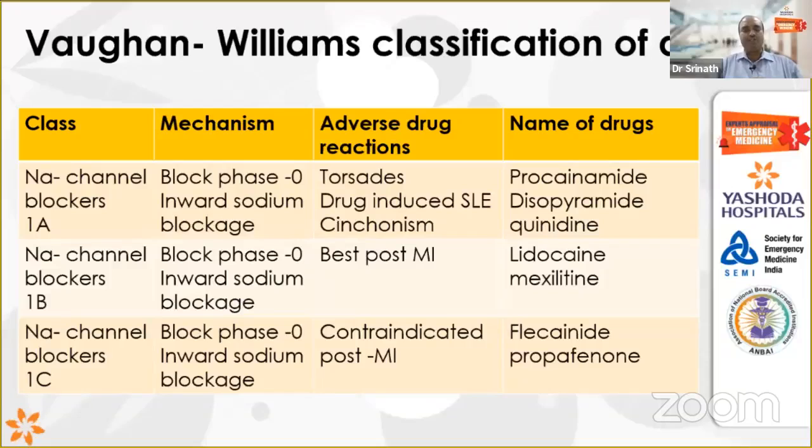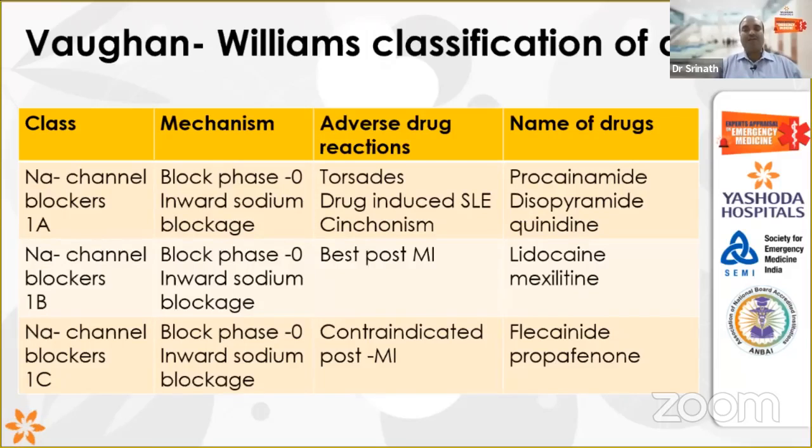So these two drugs are the most important ones, which you can use to say, okay, this is how I have to treat, this is what I have to look for, and these are the drugs I have to use. And sodium channel blockers, that is 1C. That is here, again, block phase 0. Here it is a reaction where it blocks the action of the sodium channel. And the adverse drug reactions are, they are contraindicated in post myocardial infarction.